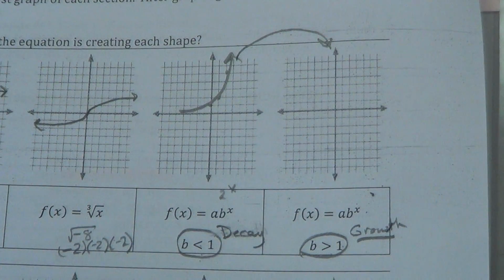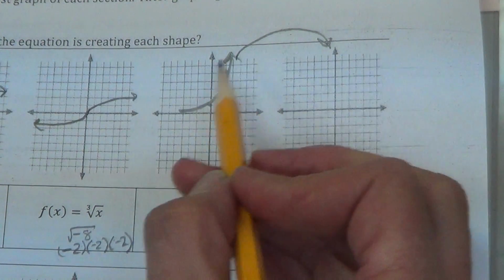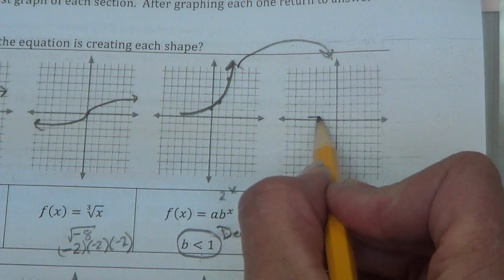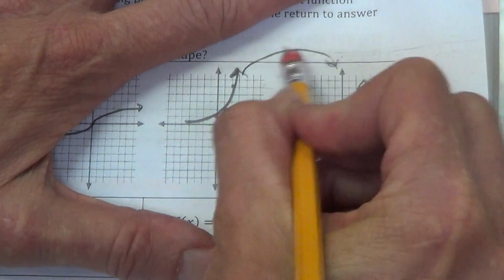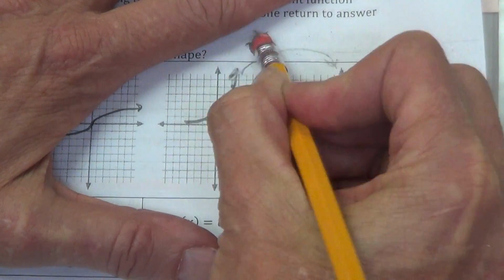Hope you're using pencil. You always should in math. So let's go over and move this graph over to this. It's going up. Remember that from Algebra 1. And now we'll just erase this one real fast.